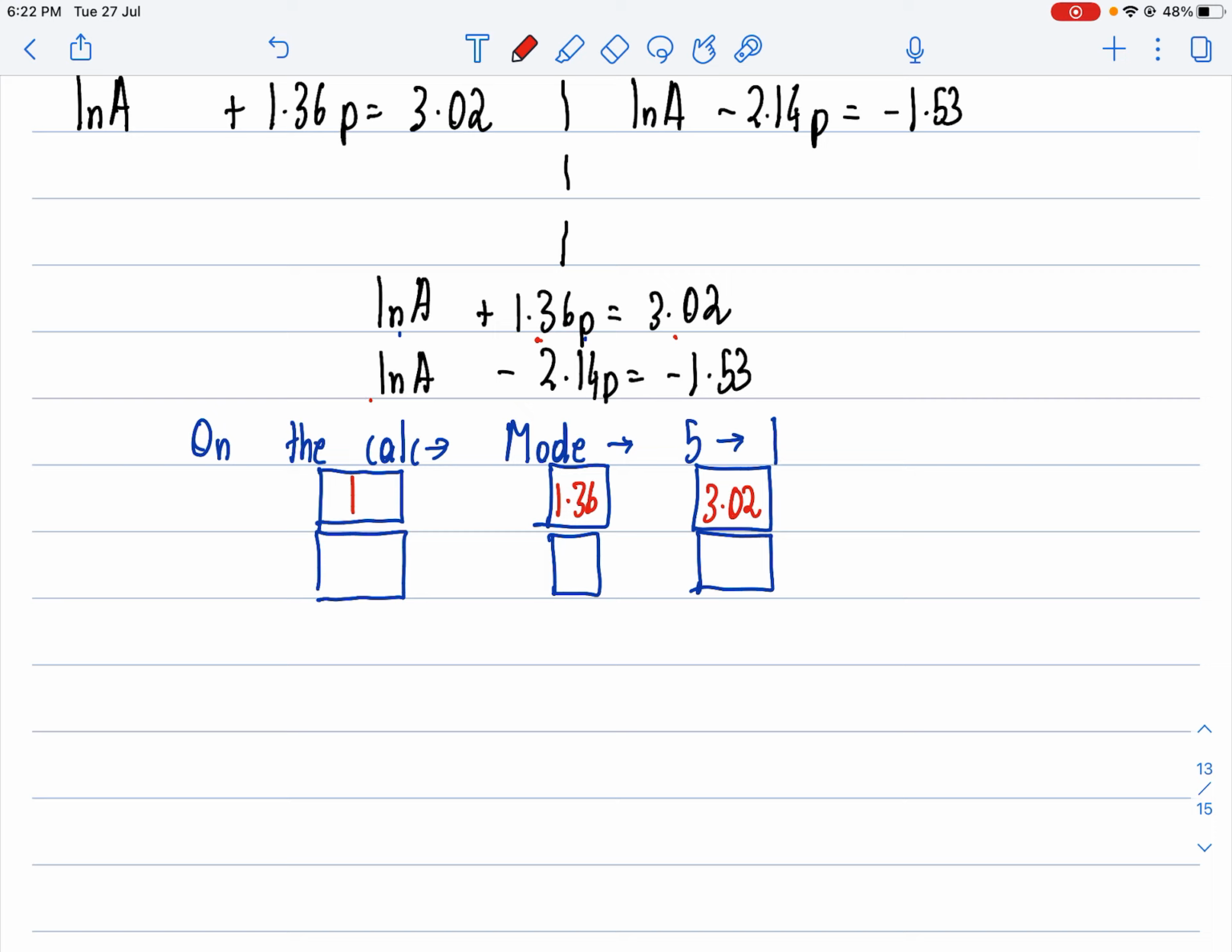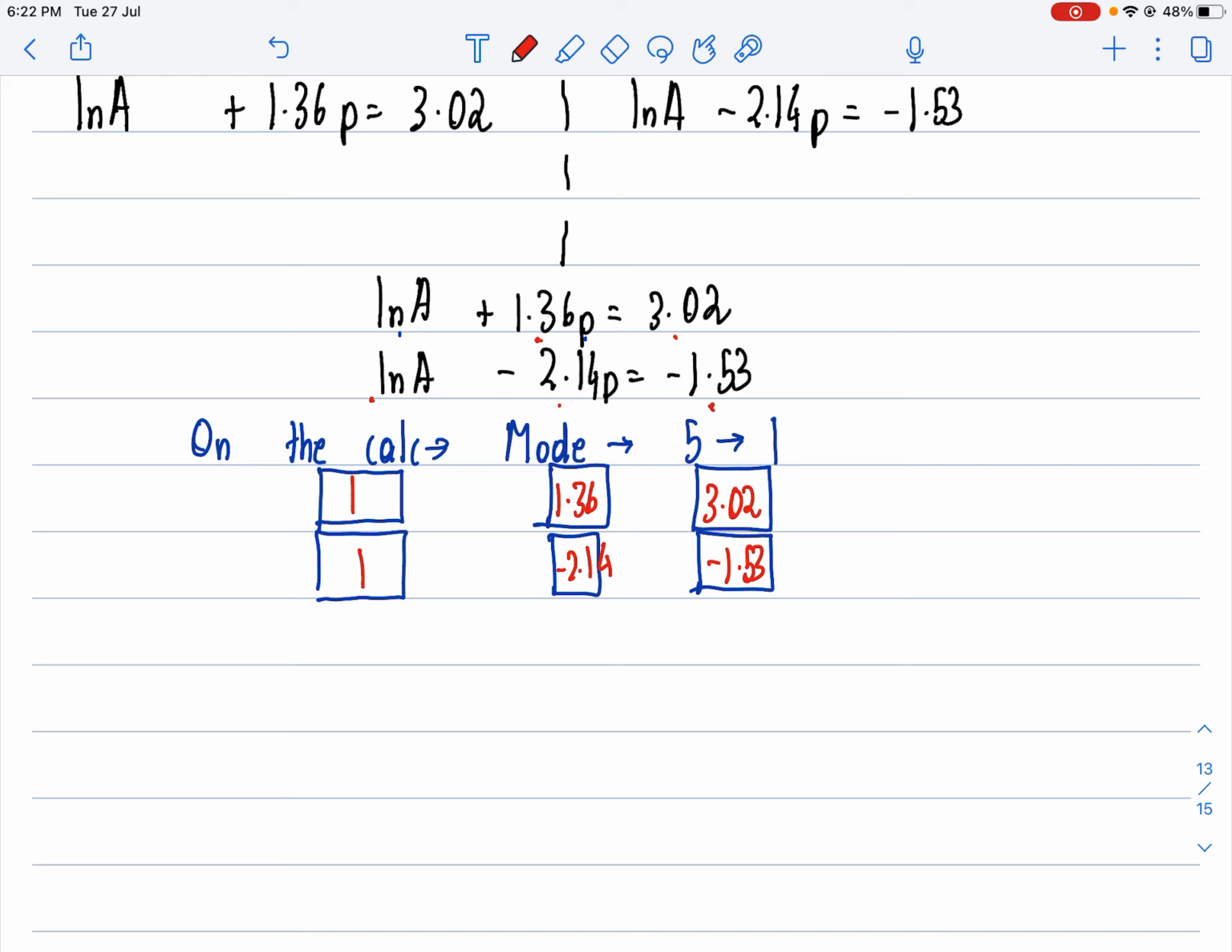Then again I have the coefficient of ln A, which is 1. Then the coefficient of p, which is minus 2.14. Then the constant, which is minus 1.53. Correct? So on the calci, what you can do is you can write this as 1, 1.36, 3.02, 1, minus 2.14, and minus 1.53.